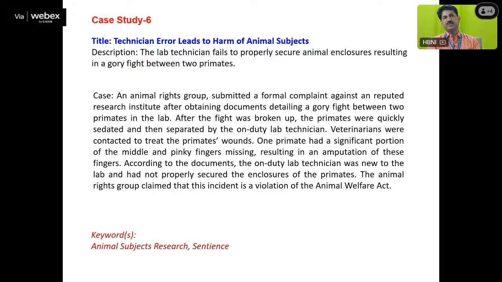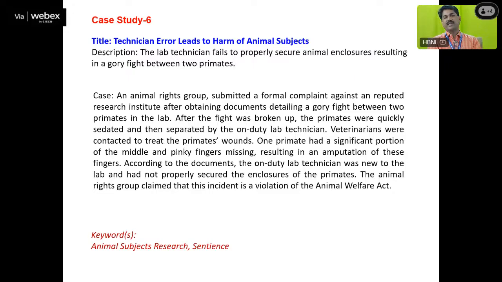Like in cancer studies, we use various mice. In that case, we have to use the minimum number of mice for our study. And we have to state that we have conducted all the preliminary studies before going for the animal study, so all this data has to be there before the actual study. But in this particular study, the technician was a little new and did not know these guidelines. So the animal rights group could raise the complaint against the research institute. So this is about case study number 6.